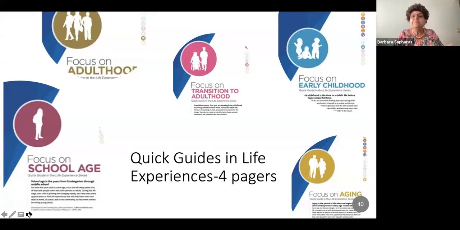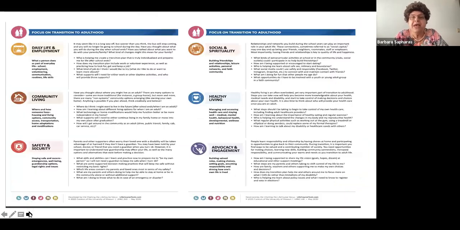So empower people, give them the resources. And some of this should never occur in a team meeting. We want to be respectful of people and make sure they have the opportunity and the control over the conversation and what is shared. These 4-pagers are great because this is the inside of the 4-pager for transition to adulthood.